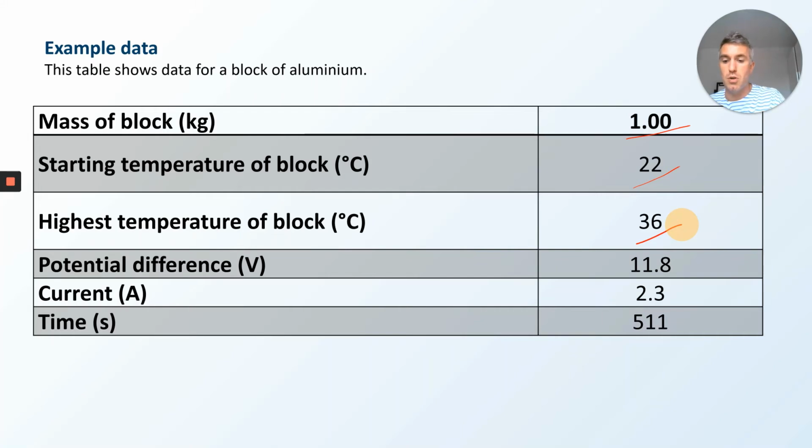You have potential difference, V. You have current, which is A. And with those two, you can work out P. Then with P and this time, which is in seconds, you can use that to work out energy. You know the energy, you know the mass, you know the temperature change. Now you just have to work out the specific heat capacity of aluminium. Go on.